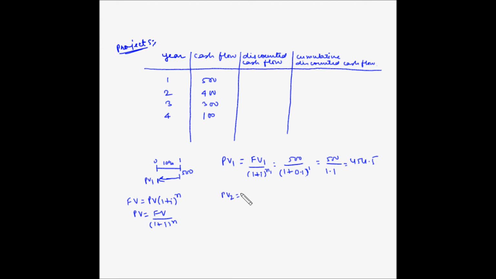Similarly, PV2 is FV2 divided by 1 plus I to the power n2. This is equal to 400 divided by 1 plus 0.1 to the power 2, because this is being compounded for or discounted for 2 years.